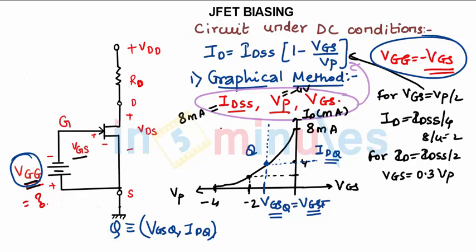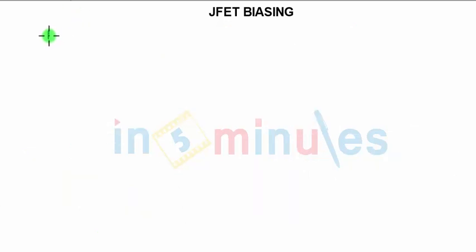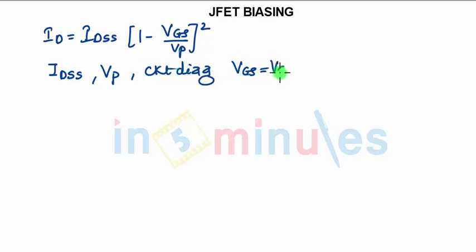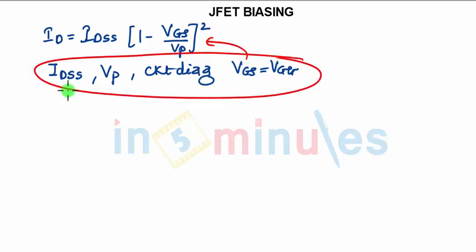Now how to do it theoretically? You know the equation ID equals IDSS times (1 minus VGS by VP) squared. As I have told you, in the question they will give you IDSS and VP, and from the circuit diagram you have VGS equals VGG. When you substitute all these values in the equation, you can find IDQ. You will get some value. This is how you can do it mathematically.